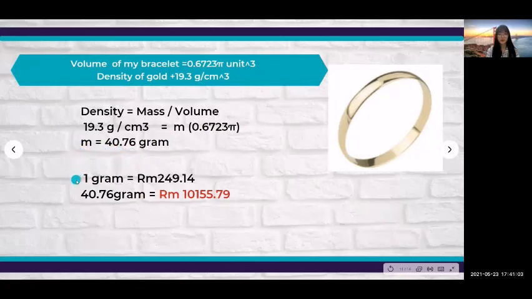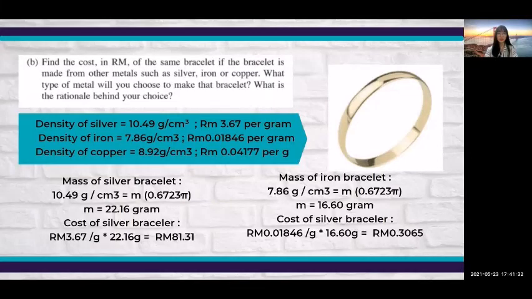1 gram of gold is equal to 249.14 ringgit. 14.76 gram will equal 10,155 ringgit 79 cents.